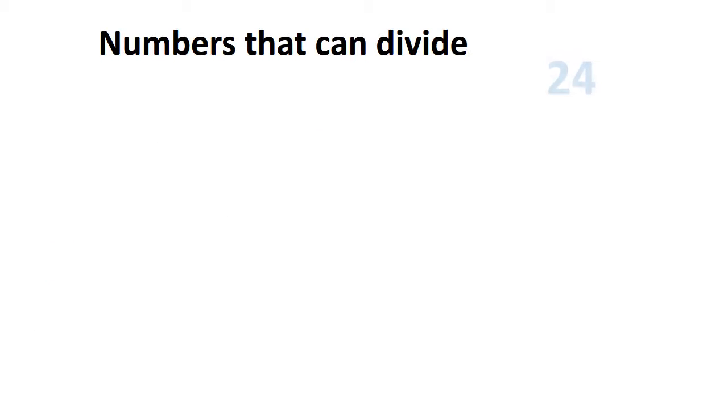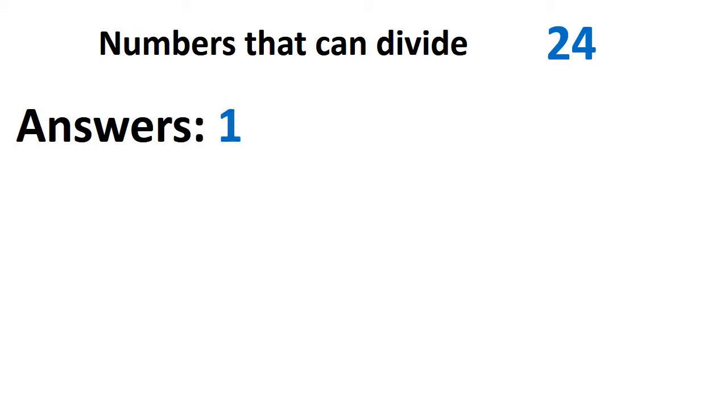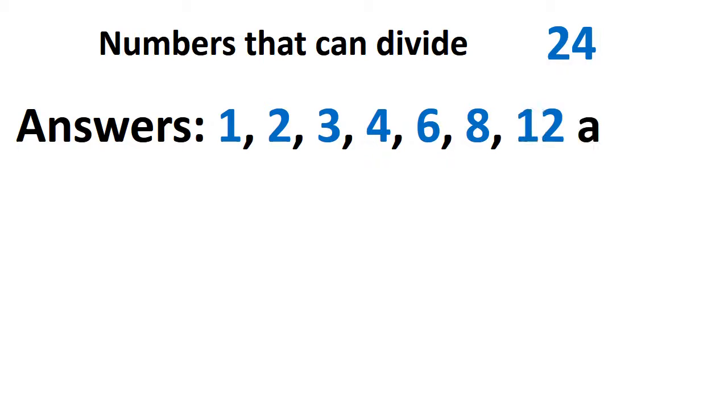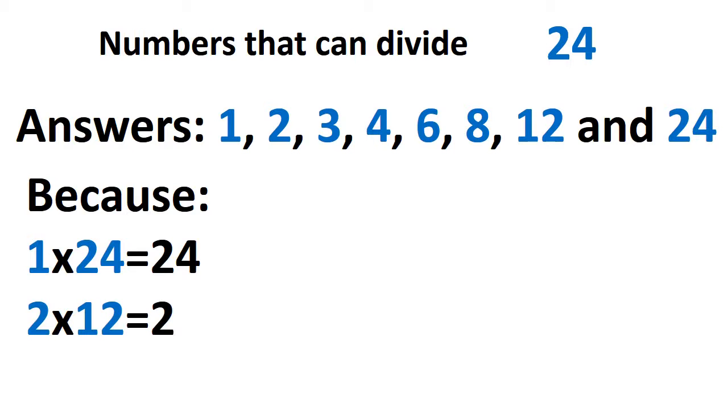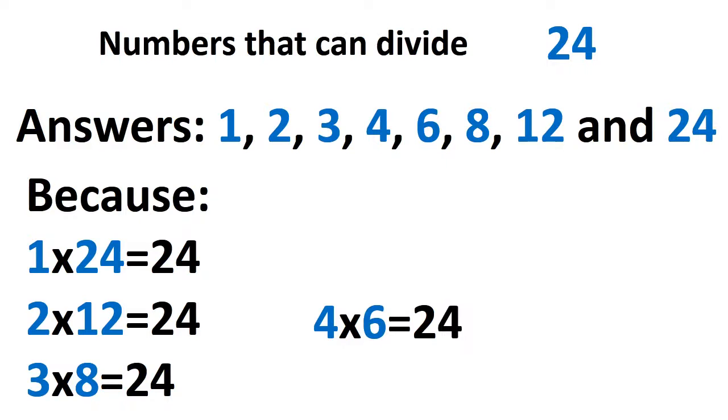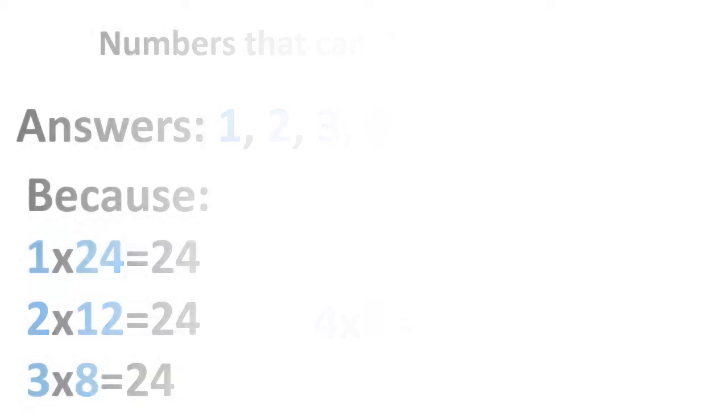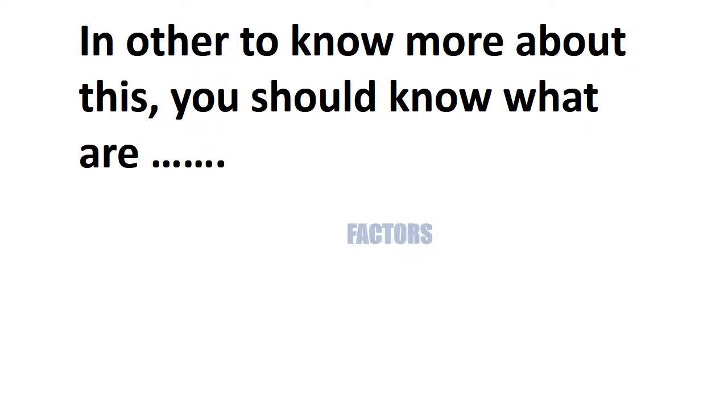Numbers that can divide 24. Answer: 1, 2, 3, 4, 6, and 24. Because 1 times 24 is 24. 2 times 12 is 24. 3 times 8 is 24, and so on. In order to know more about this, you should know what factors are.